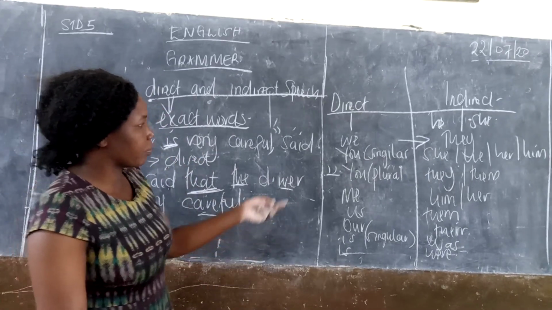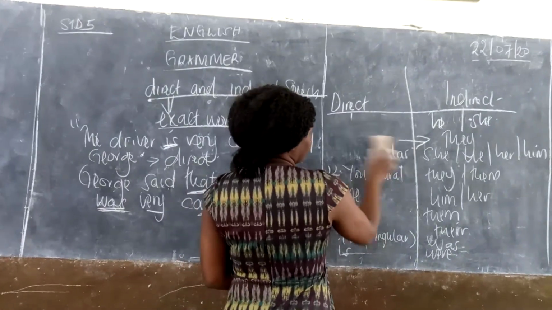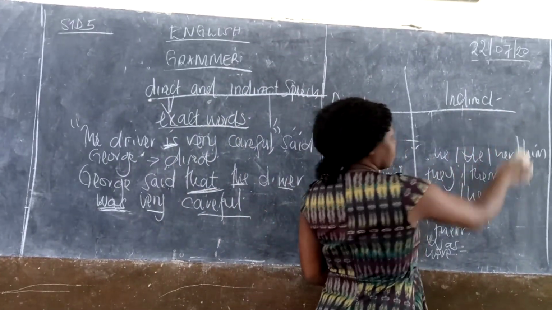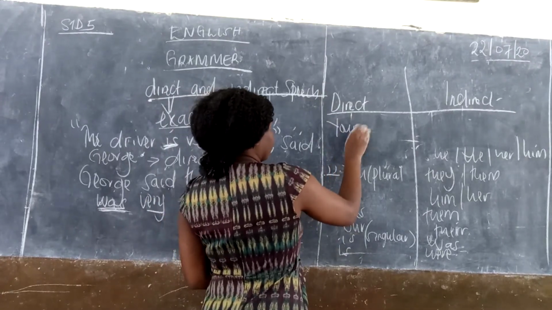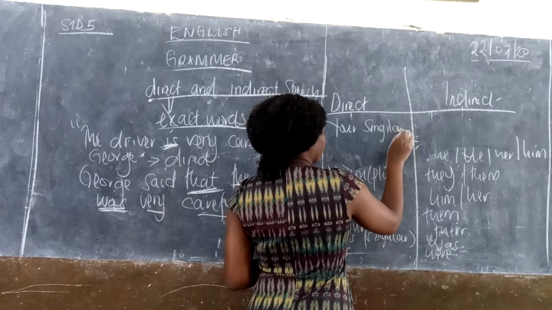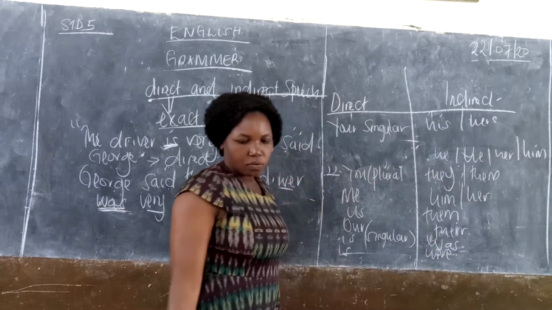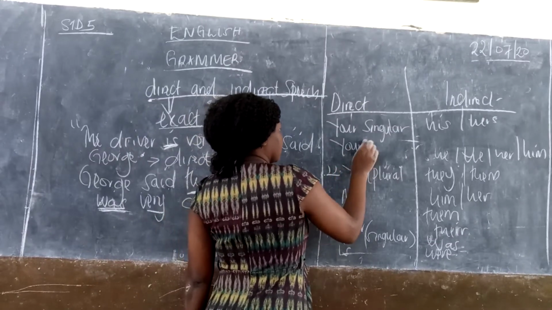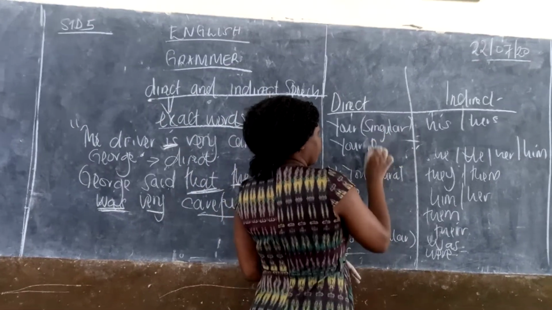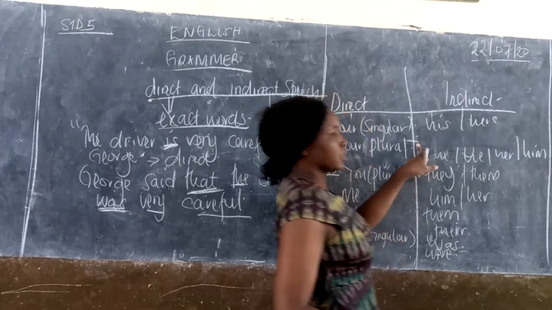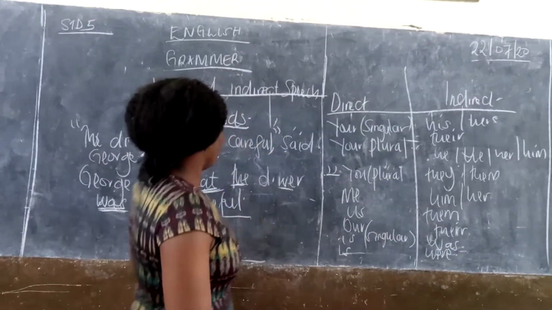I've talked about "your" in plural. "Our" is there. Let me talk about "yours". "Your", this is singular, becomes "his". Then we could talk about "yours" in plural, "your" in plural. This is in singular, this is in plural. Becomes "theirs", becomes "their", like that. So these are some words.